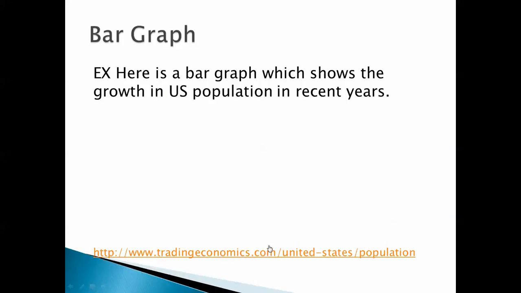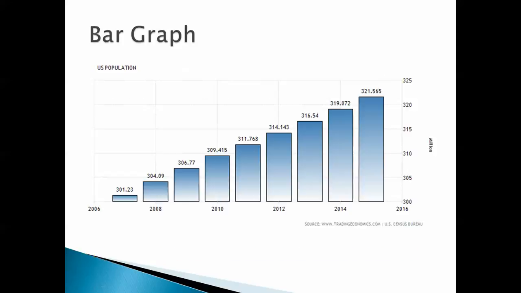Here's a bar graph which shows the growth of the U.S. population in recent years. Again, we started off at 301.23 million around 2007, and nowadays we're around 321.565 million. So again, this would be a bar graph. It's not a histogram. A histogram has quantitative data, whereas years aren't really quantitative.